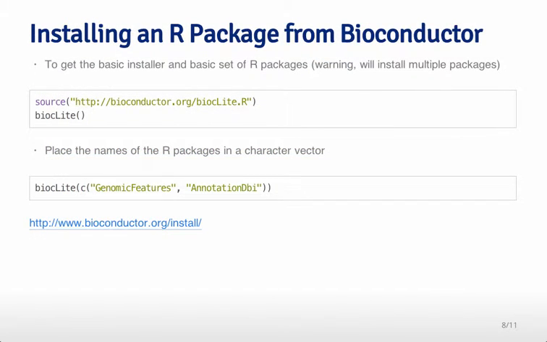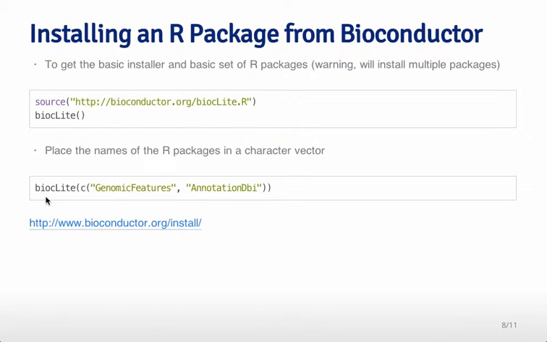Installing packages from Bioconductor is a little bit different. You don't use install.packages, but it's still quite straightforward. So what you do is type this command, source, and then this website right here, and that will load the biocLite function. Then first you just type biocLite by itself, and that will install the basic version of Bioconductor. That's actually quite a few packages, so be prepared for a lot of packages to be installed the first time you run it.